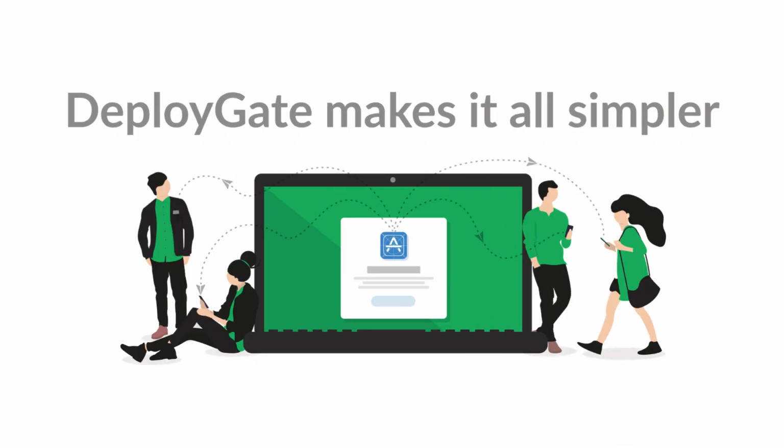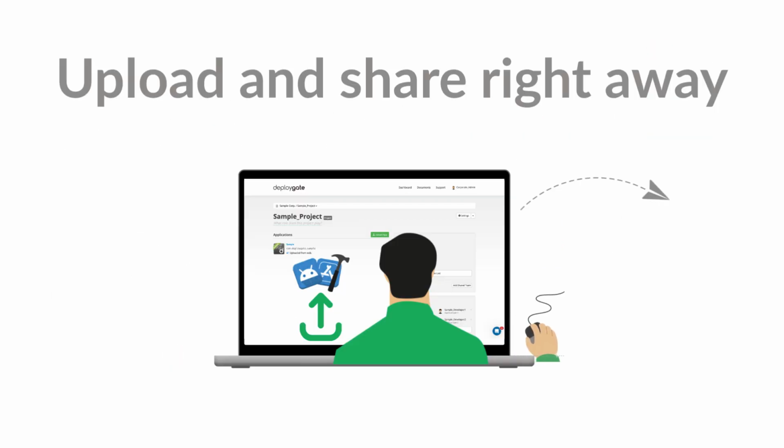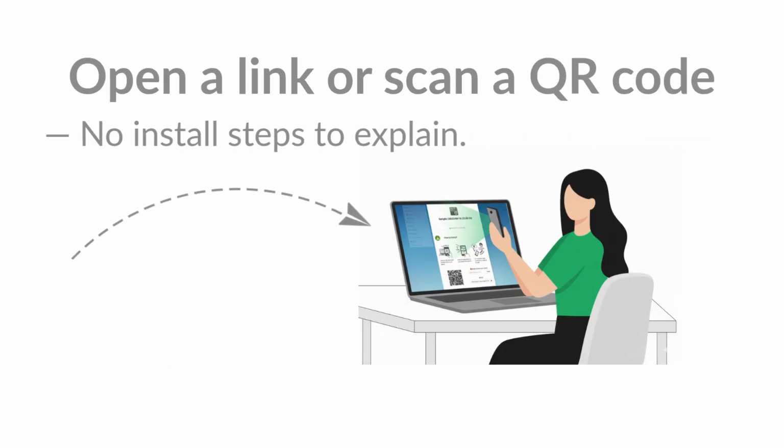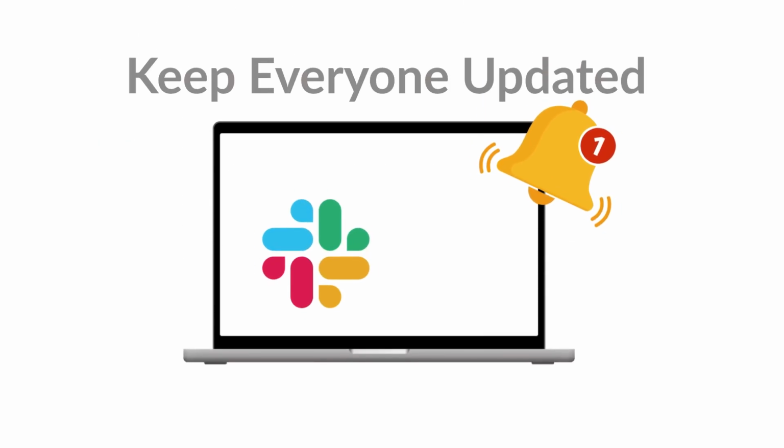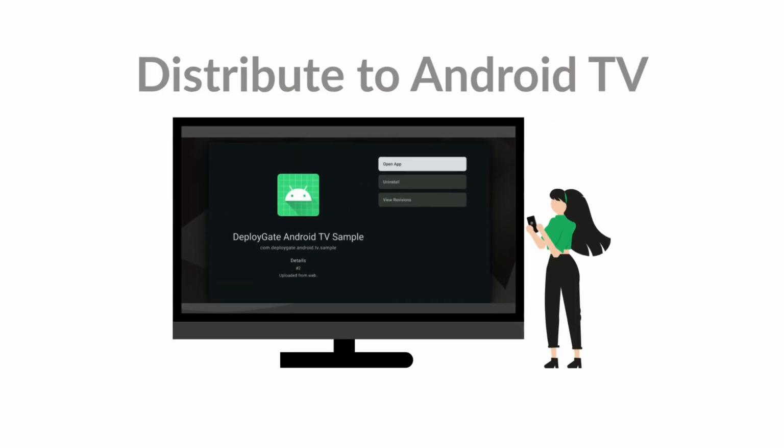DeployGate makes all of this simpler. App distribution. Upload your app and share it right away. Testers simply open a link or scan a QR code to install the build. Keep everyone updated through tools such as Slack and Microsoft Teams. DeployGate also supports app distribution to Android TV.